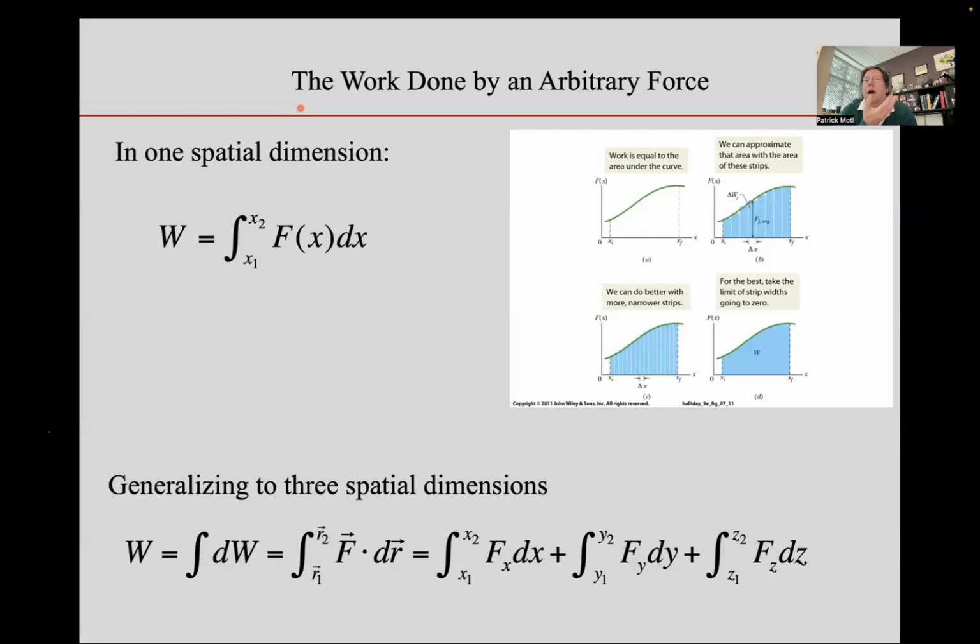And what do we do if that's not the case? What if we have an object acted on by a force that changes? Well, if this is the plot of our force in one dimension, and we're concerned with the interval between the final and the initial position, then what we're trying to do is add up all of the area underneath this curve between those two bounding points.